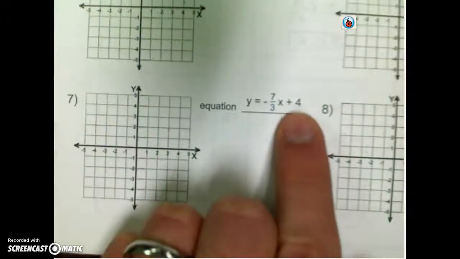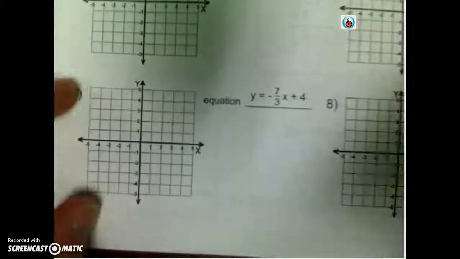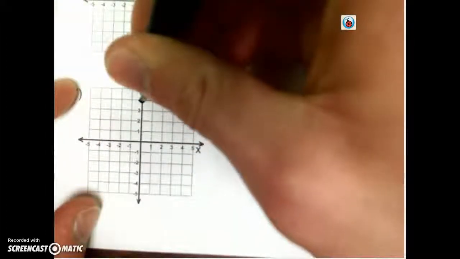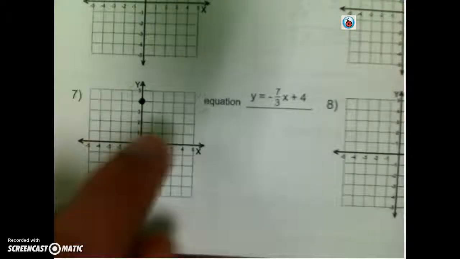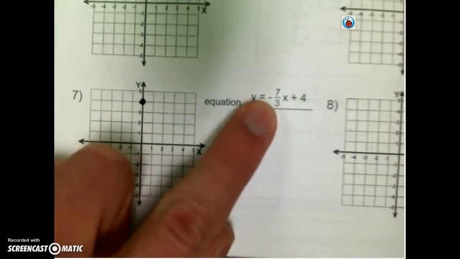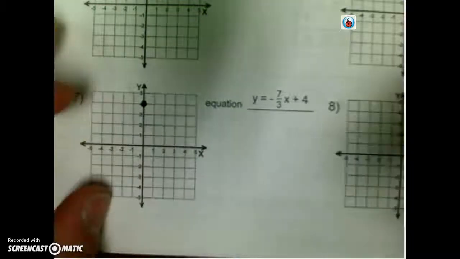All right, my y-intercept I can see is a positive 4. So I'm going to go to my y-axis and start at 4. Now for my slope, I need to go down 7, because the negative sign tells me to go down 7, and then I'm going to go to the right 3. That's my rise over run. Down 7, to the right 3.